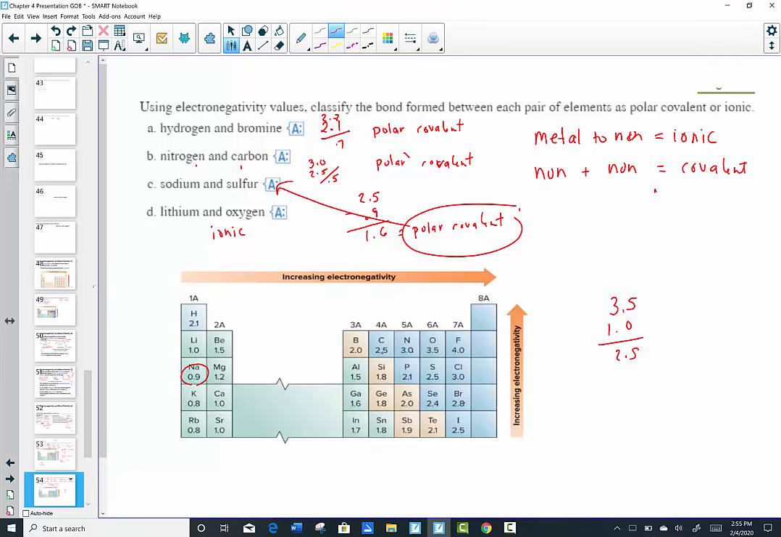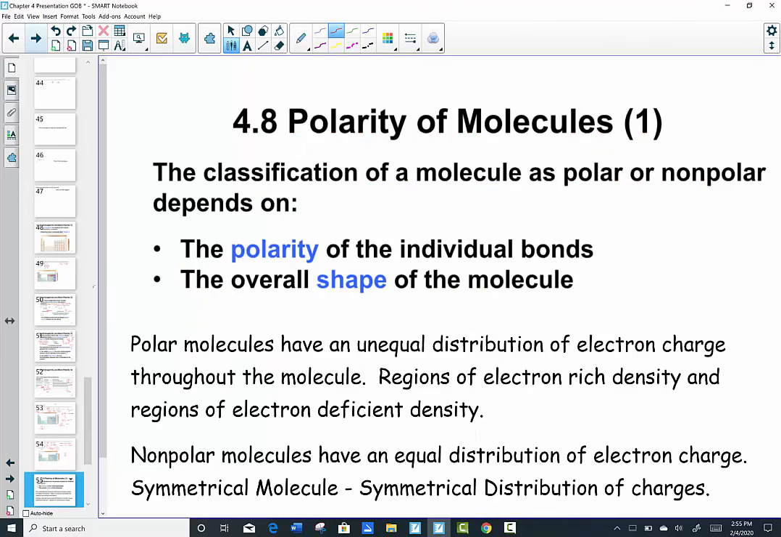And so as we focus on identifying bonds as polar or nonpolar, we're going to move that to a larger view of the entire structure. Is the molecule polar or nonpolar? Does the molecule have an equal distribution of electron charge, or do you see a molecule that has more negative in one region, more positive in the other region? So not only can we talk about the polarity of the individual bonds, we can talk about the polarity of the overall shape of the molecule.